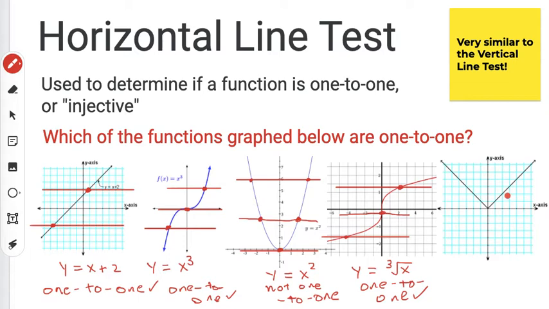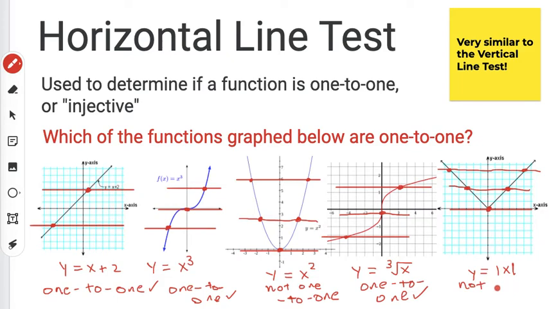All right, and the last function we're going to do is the absolute value function. Y equals the absolute value of x. Notice it has that V shape. So wherever I draw a horizontal line, it'll go through 2 points. I can draw it here, I can draw it here. The only place where I can draw the line where it'll only go through one point is down here on the x-axis, right here at the vertex. But anywhere else, any horizontal line will go through 2 points. So this function is not one-to-one.